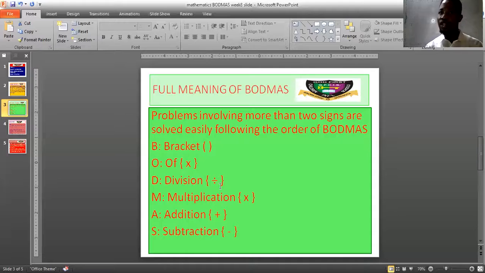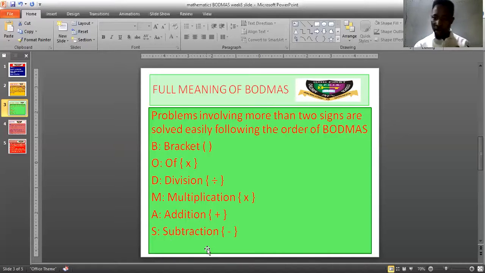So after you have solved what is in the bracket and changed the of to multiplication, you now go to solve the terms involving division. After that, you go to multiplication. After you have solved the terms that have division, you then go to the terms that have multiplication. After multiplication, you do the terms that have addition. After addition, the last thing you do is subtraction, in that order.